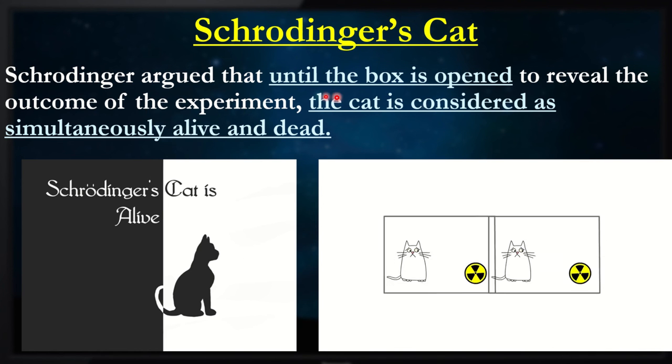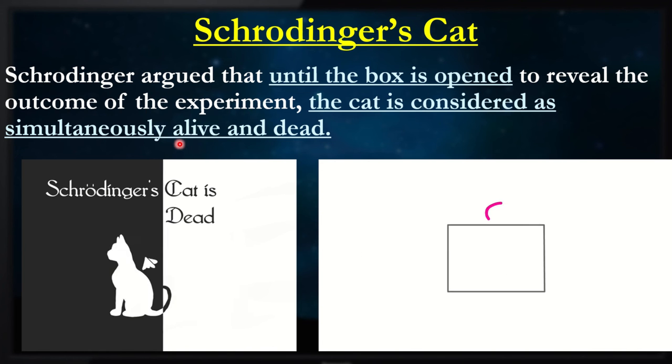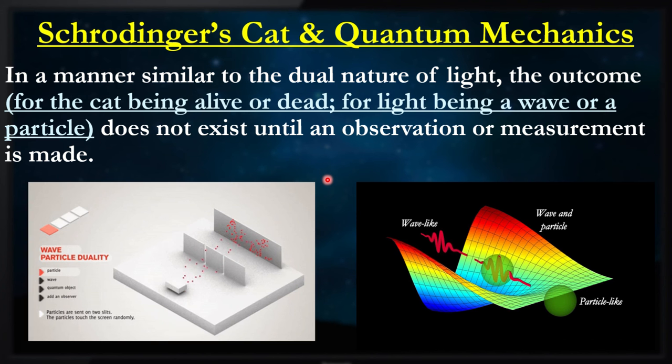So Schrodinger argued, until the box is opened to reveal the outcome of the experiment, the cat can be considered simultaneously alive or dead. Okay, how does that apply to quantum mechanics? Well, it shows that in a similar manner with the nature of light or with the nature of electrons, the outcome does not actually exist until an observation has been made.